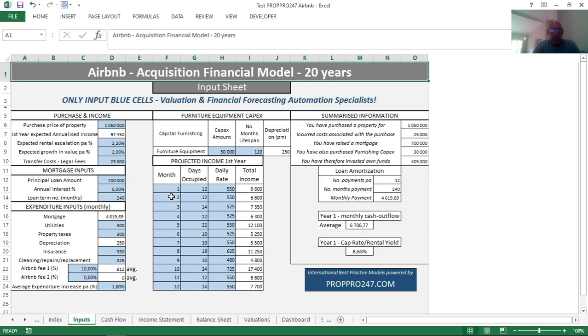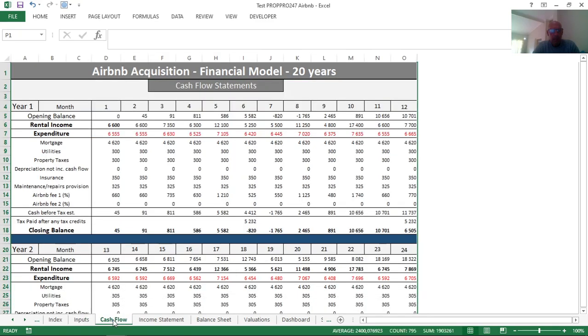Below that, your projected income, your various months, your days occupied per month. As we know, these can vary quite a bit. Your daily rates that you expect to charge in these particular months, and then here's some summarized data that has been calculated for you. At this point we can go straight to the cash flow statement.